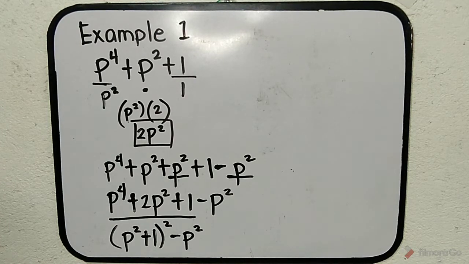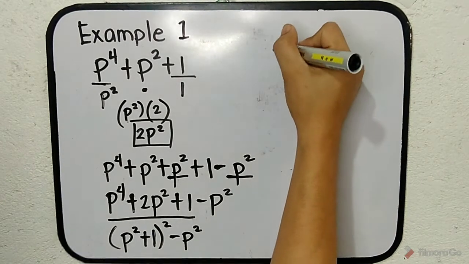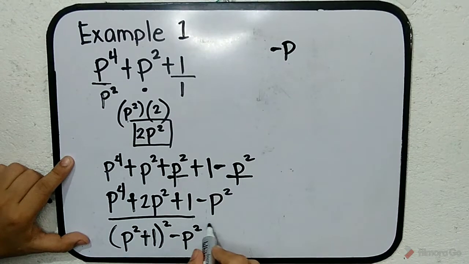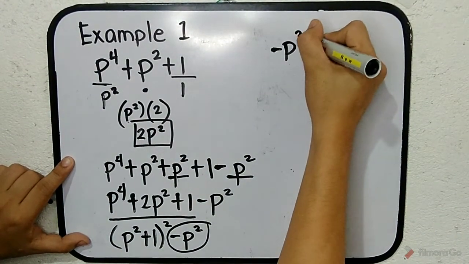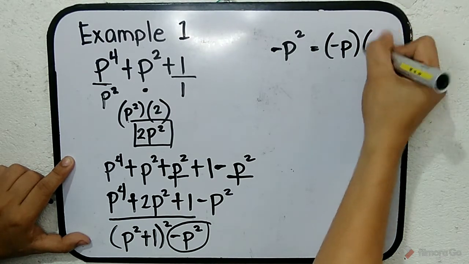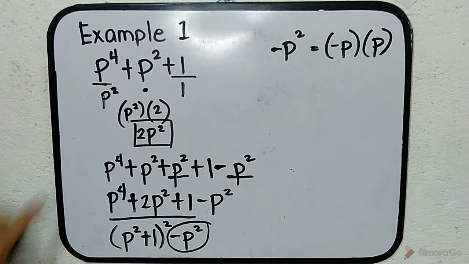So, we need to factor the difference of the two squares. So, paano yung factor the difference of two squares? So, ano yung factor ng ating negative p squared? Diba? Positive p and negative p. So, gawin muna natin. We have negative p and positive p. So, ito ngayon ang isasama natin dito sa ating binomial.